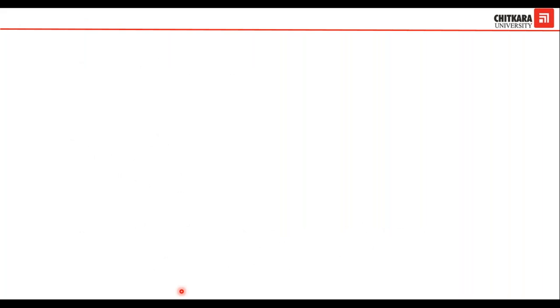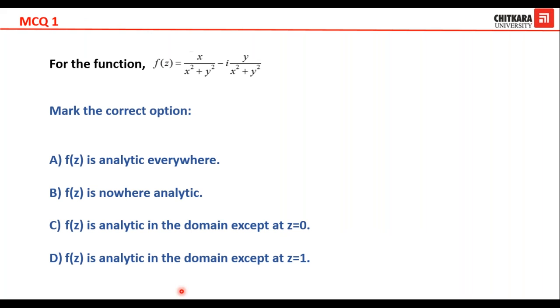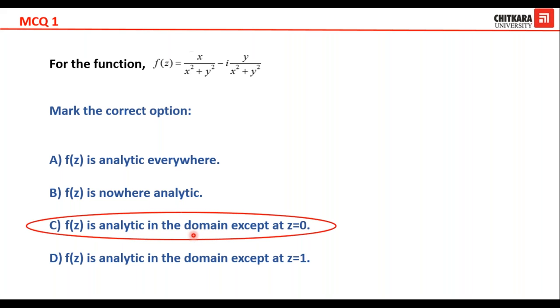So then what will be the answer to the MCQ option? Is f(z) analytic everywhere? This cannot be the answer. Is f(z) nowhere analytic? No, at some points it is analytic, right? So this cannot be the correct option. Is f(z) analytic in the domain except at z equal to 0? Yes. So I think this is the correct option, right? So C becomes your correct option, that f(z) is analytic in the domain except at z equal to 0. I think this point is clear to everybody.